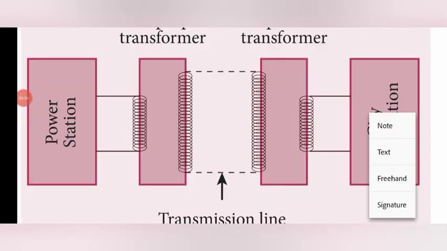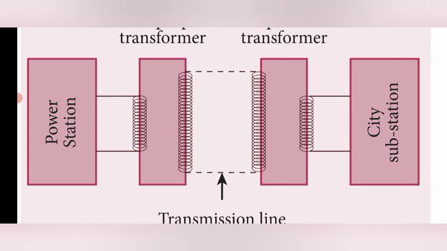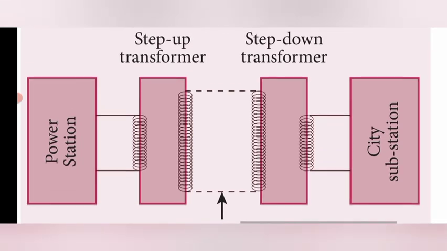This diagram shows the power transmission line. When the power station produces the power, it is passed through the step up transformer. What is the usage of step up transformer? It reduces the current value and increases the voltage value. So with the increased voltage, it passes through at a reduced current, and it is able to travel a long distance and reach the step down transformer.